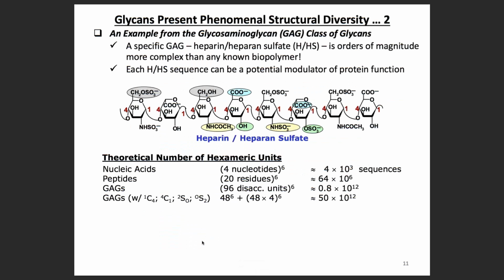Now, aside from the neutral sugars, there could be acidic sugars. Okay? And these acidic sugars are quite a lot. And these are, for the large part, all known by the term glycosaminoglycan. So these are all GAGs.